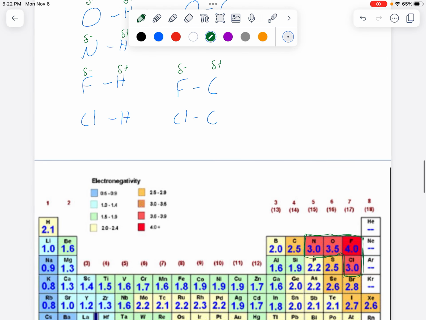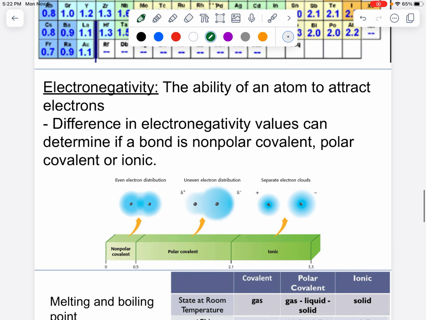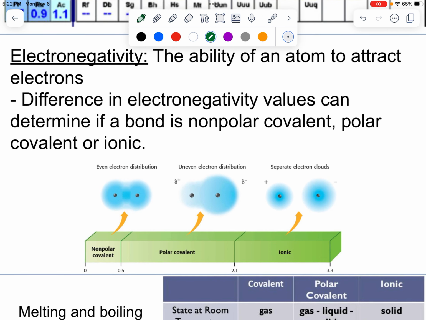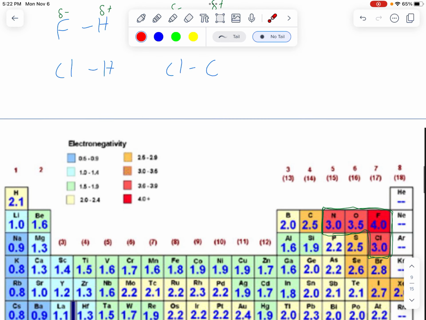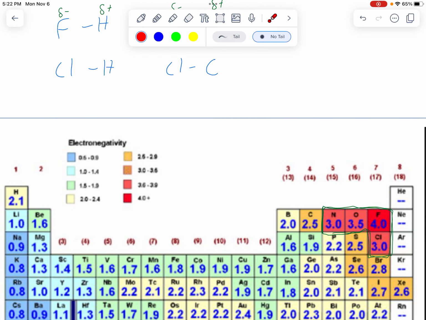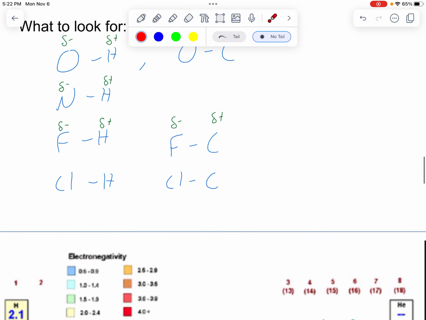And then what if we wanted to know if something's polar, ionic, or nonpolar? Well, it depends on how big the electronegativity difference is. So all the compounds we just looked at are polar covalent, because if you look at their difference, it'd be 0.5 to 2.0, right? So what do we mean by that? Well, let's look at oxygen and hydrogen. So oxygen is 3.5.